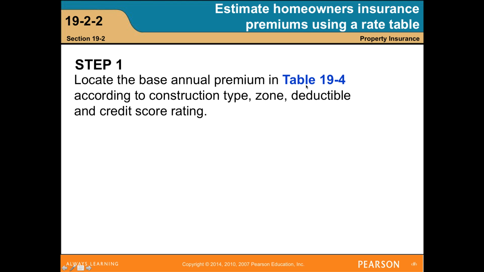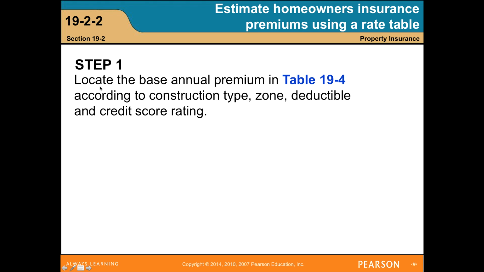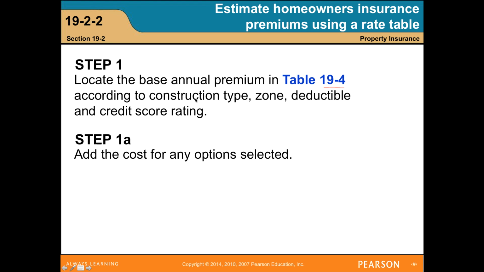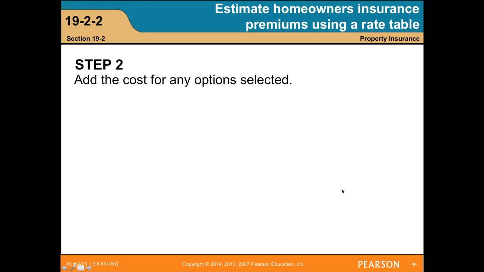Estimating homeowners insurance premiums using a rate table. The first step is to locate the base annual premium in table 19-4 from your text according to construction type, zone, deductible, and credit score rating. So base annual premium equals dwelling coverage over $100 times the rate from the table.